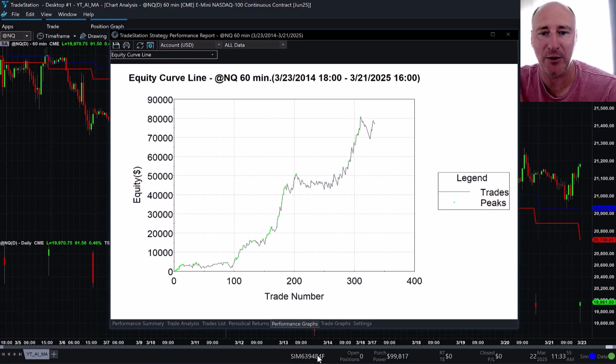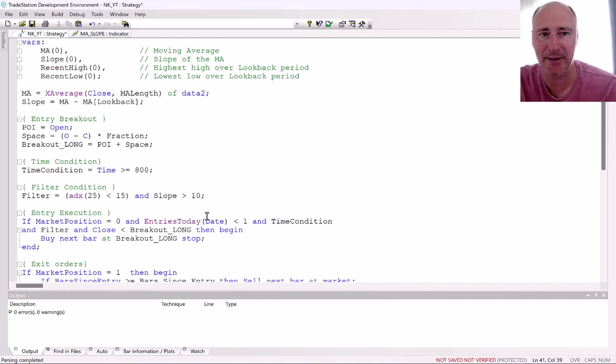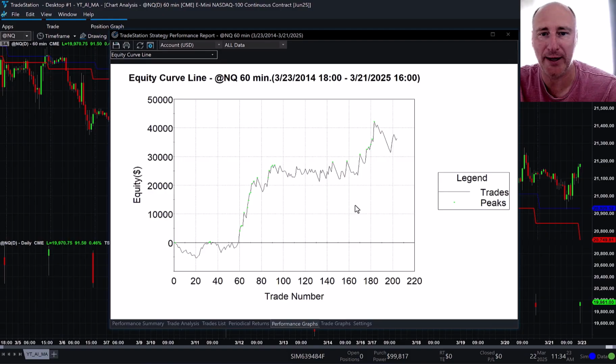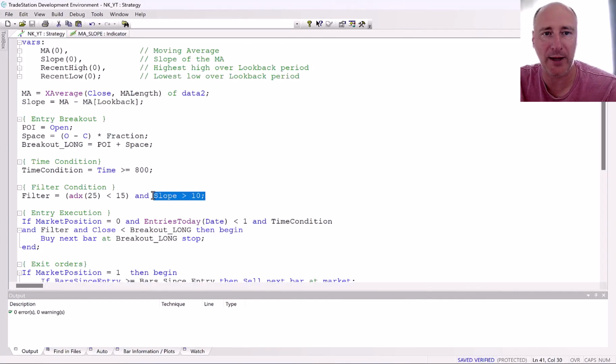So let's try higher value. Let's do 5. And, well, not much of an improvement, especially here either. And let's do 10. And that's too high already. So I don't think this particular slope moving average idea for breakout trading is suitable if we have positive slope.